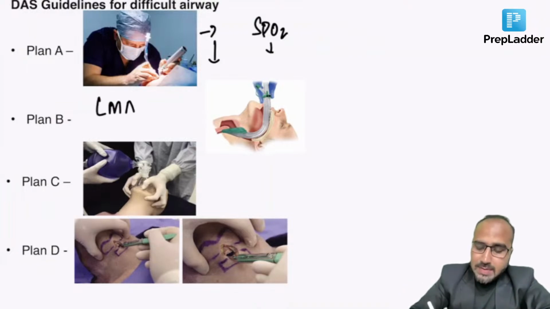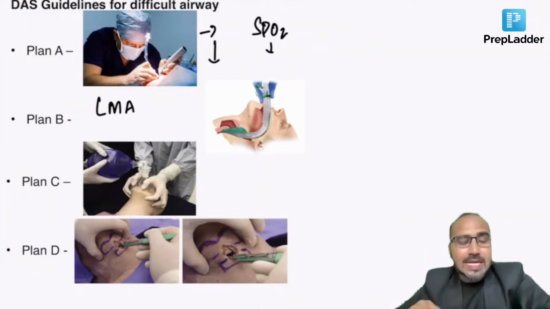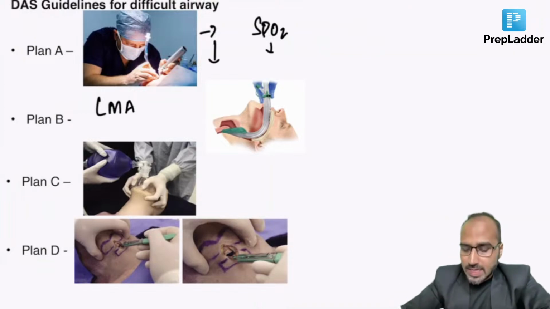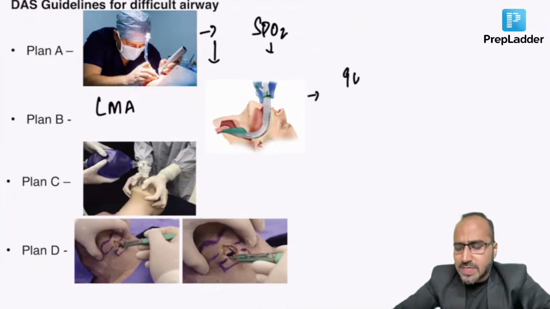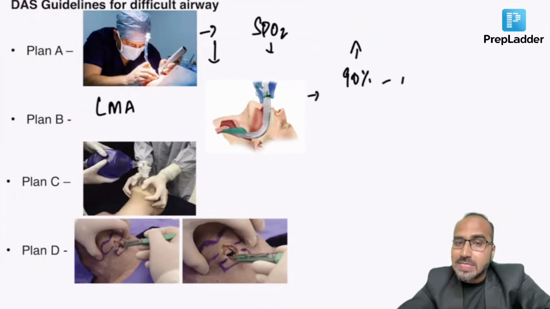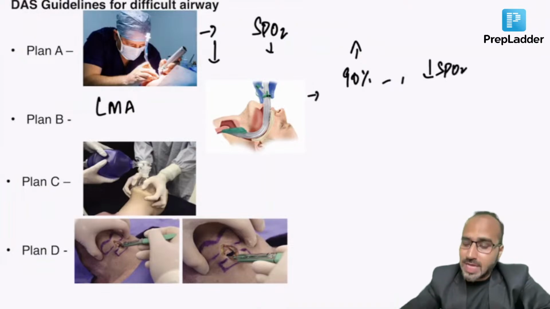Plan B is to remove the laryngoscope and put a temporary airway device, or a non-definitive airway device, which is called a laryngeal mask airway. So plan B is putting a laryngeal mask airway. But imagine, guys, after putting a laryngeal mask airway, 90% of the time the saturation usually increases. But in some patients, the laryngeal mask airway is also not sufficient. The patient's saturation is still falling. In that scenario, you need to go for plan C.